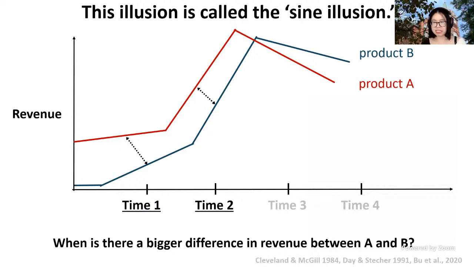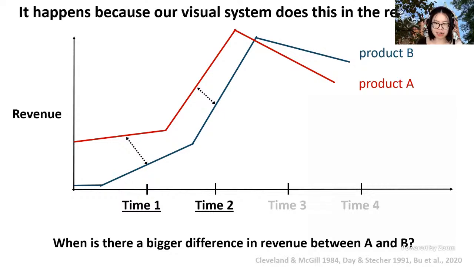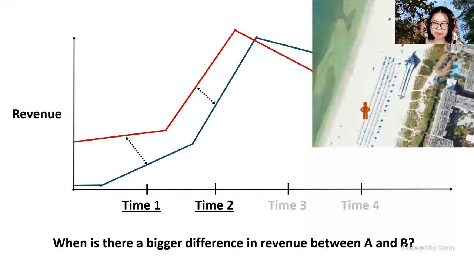It happens because our visual system likes to estimate the difference by looking at the shortest distance between 2 points. And our visual system does this because it's used to doing this in the real world. So imagine you're sitting by the beach at the trade winds and you want to get into the water, right? And this is how you're going to go. And nobody is going to do this, right? Because in the real world, nobody cares about some arbitrary vertical distance between 2 points. We want the shortest distance.